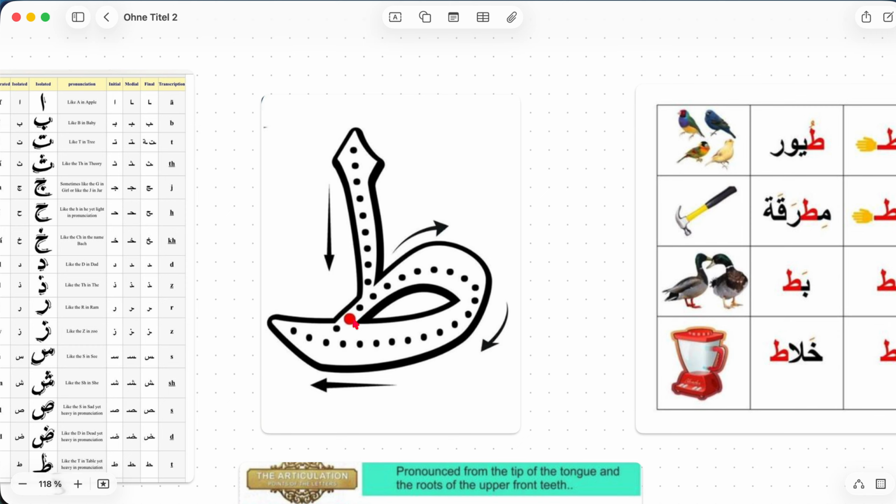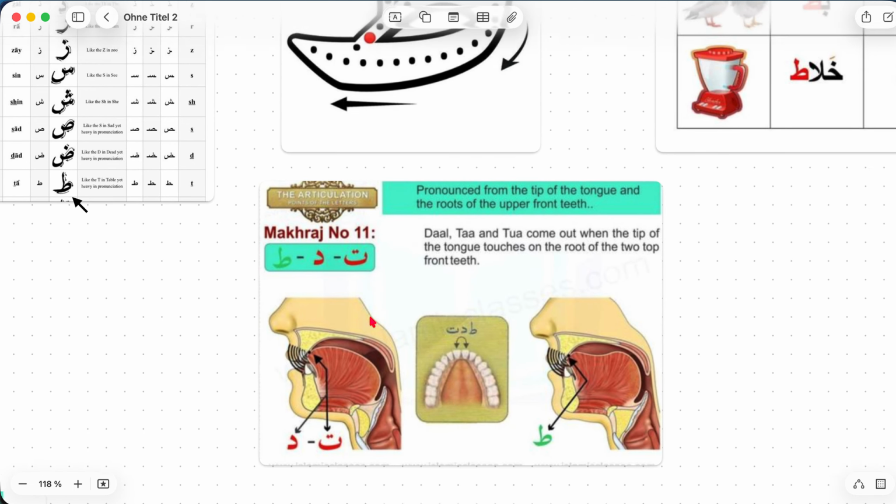From this point we draw a line upward, then create an oval-shaped curve and move downward and to the left. After that we write this vertical line here. Okay, the letter Ta.